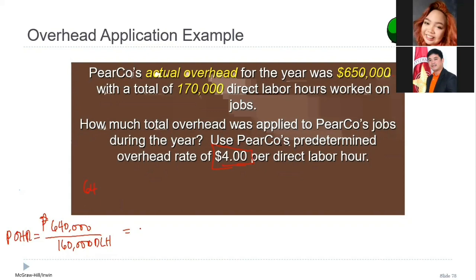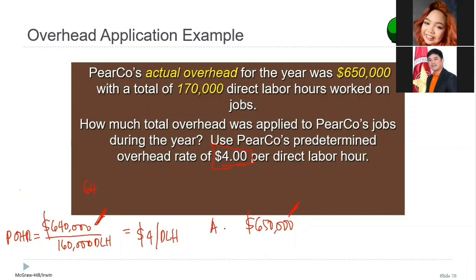Kaya nag-come up tayo with, it's not peso. Sorry naman, naka-dollars nga pala tayo. Dollars. So that's why we came up with $4 per DLH. Kasi nasa kabilang slide. So I just showed you again where we got the predetermined overhead rate. But the actual overhead was $650,000. Tinatanong dito, magkano ba yung over or under applied natin? Some of the students would think na ang over or under applied natin ay yung difference ng 640 and 650. No. Ito po ay estimated overhead. Pero hindi po yun yung applied natin.